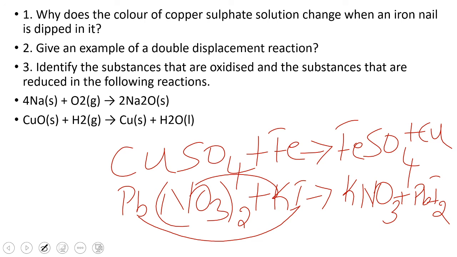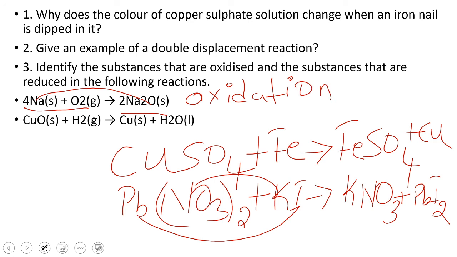Identify the substance that is oxidized and the substance that is reduced in the following reaction. Here oxygen is added to sodium and forms sodium oxide. That means sodium gets oxidized. Oxidation takes place. This is just an oxidation reaction. Here reduction is not there.